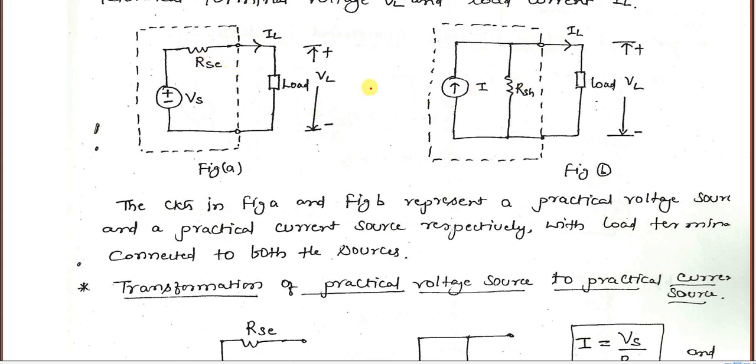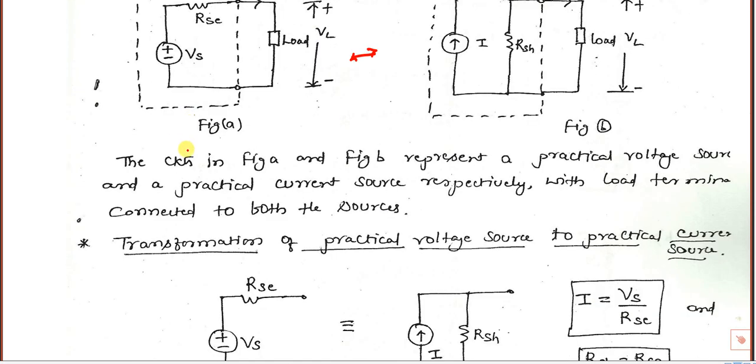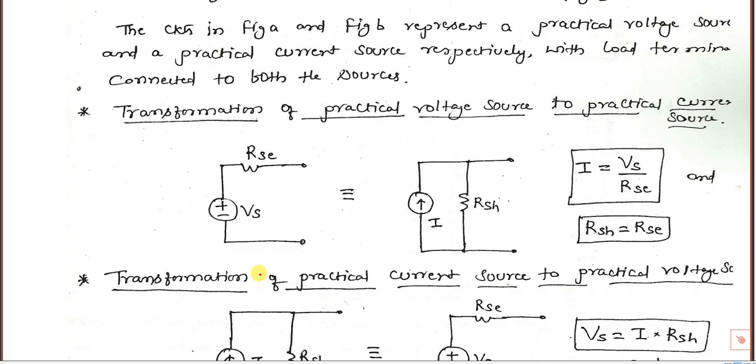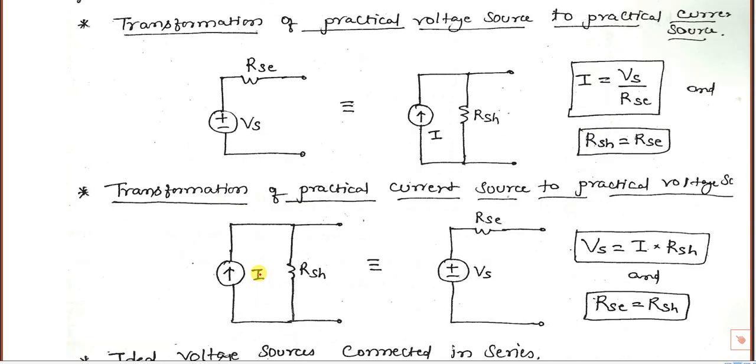If both the circuits are similar, then I can transform this voltage source into a current source, and I can transform this current source back into a voltage source. Then we have to go for formulas. What are the formulas? Transforming a practical voltage source into a practical current source. This is your practical voltage source Vs in series with internal resistance. I can convert this into a current source. Then what is the value of I?